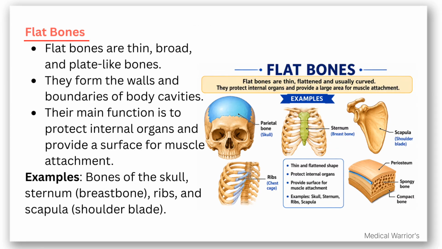Next, flat bone. Flat bones are thin, bordered and plate-like bones. They form the walls and boundaries of the body cavities. Their main function is to protect internal organs and provide surface for muscle attachment. Examples: bones of the skull, sternum, ribs, scapula. Flat bones resemble shallow plates and form boundaries of certain body cavities.